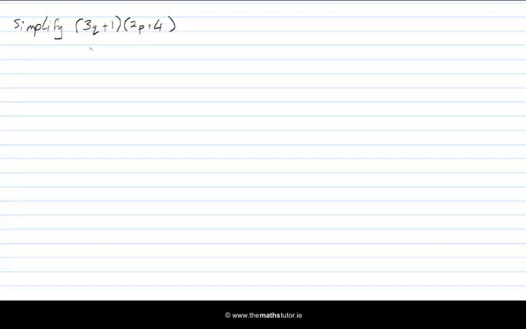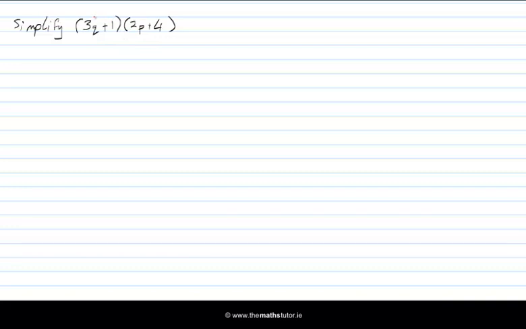Say you're asked to simplify this expression here. Now what you've probably been taught to do is something along the lines of this, that you multiply the first by the first, by the second, by the first, and the second by the second, or something along those lines. In other words, each item in each bracket gets multiplied by every item in the other bracket.